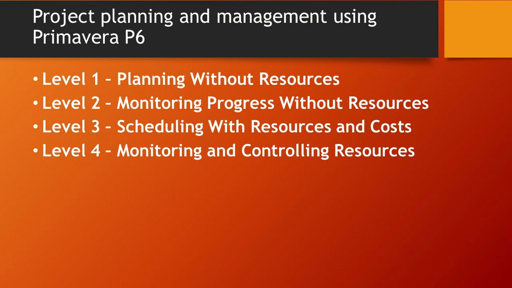The progressive levels of project planning and management using Primavera P6 begin with Level 1, which involves planning without resources. In this stage, you create projects, define calendars, design breakdown structures, add activities with logic links, schedule tasks, apply constraints, analyze risks, and issue plans for team review.